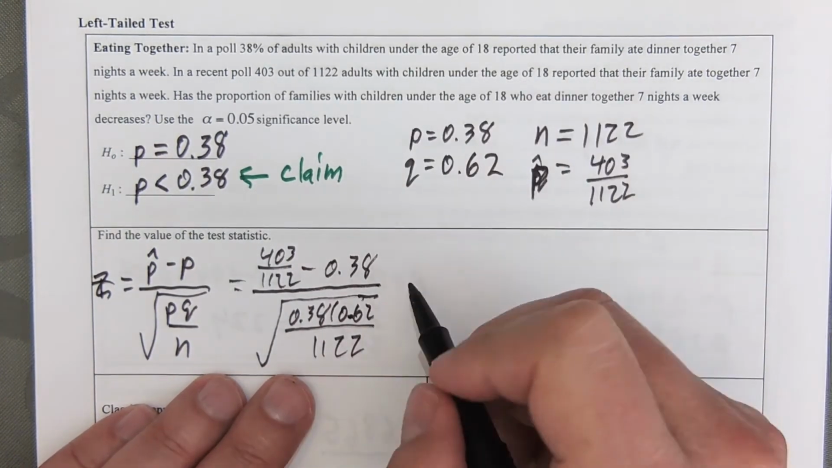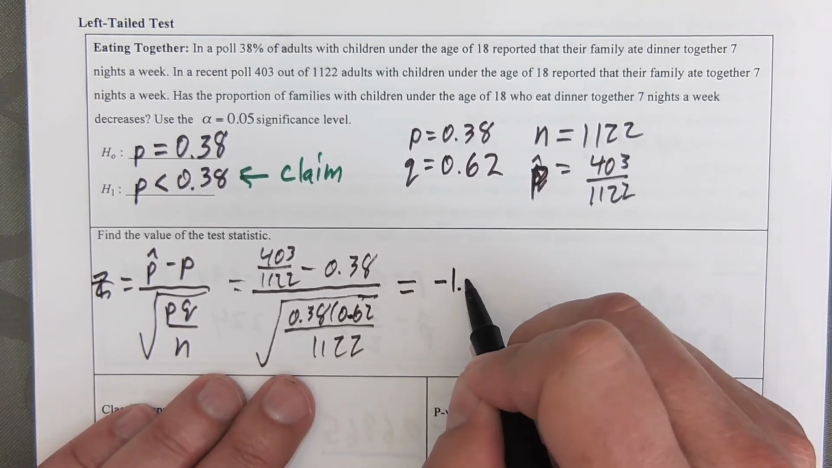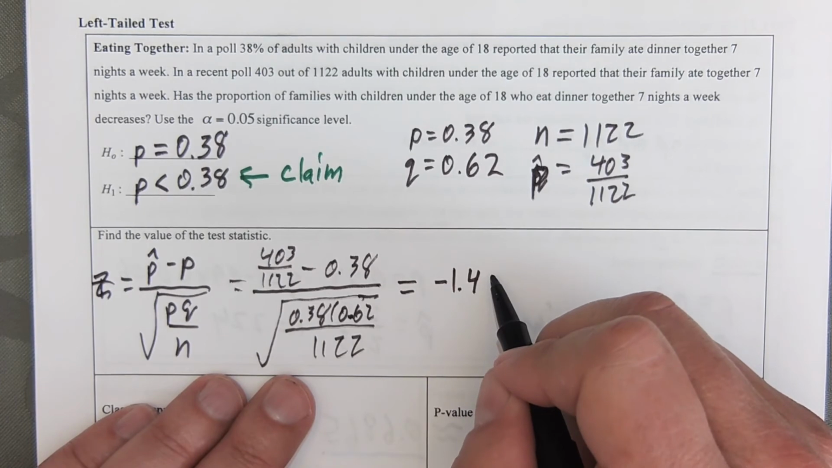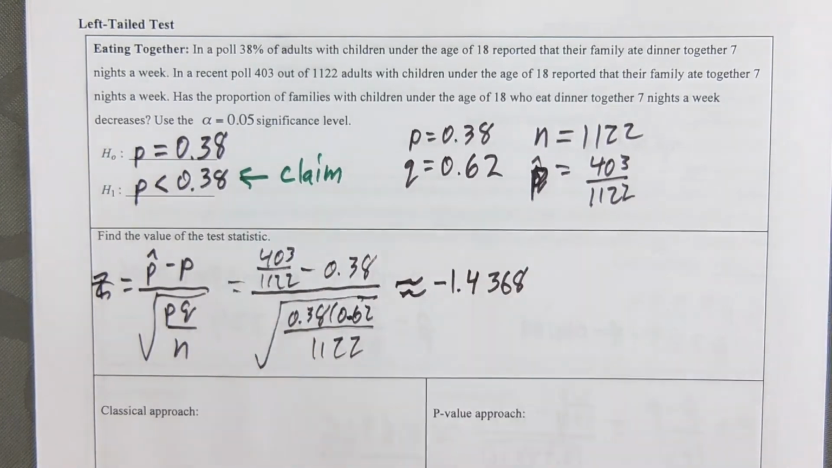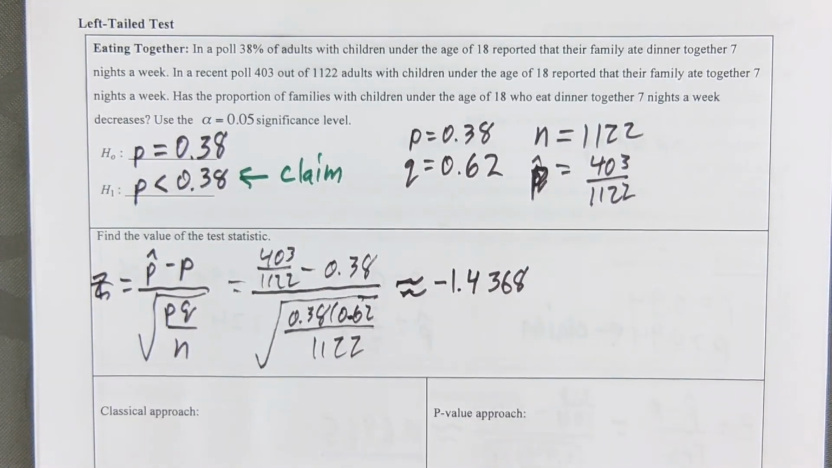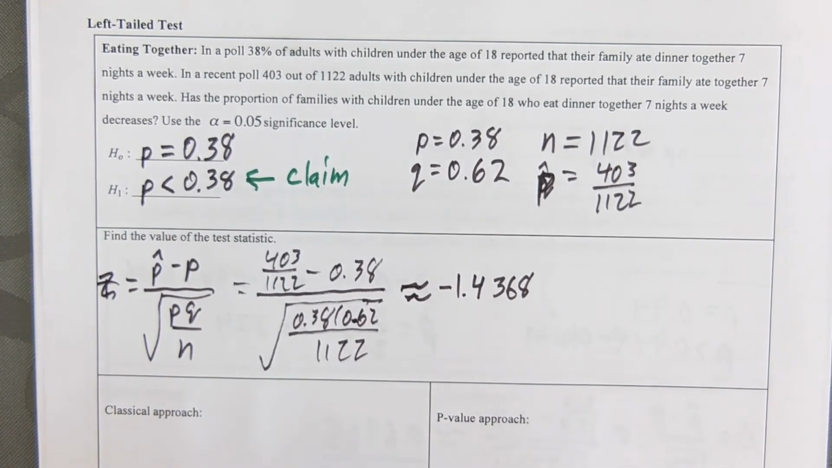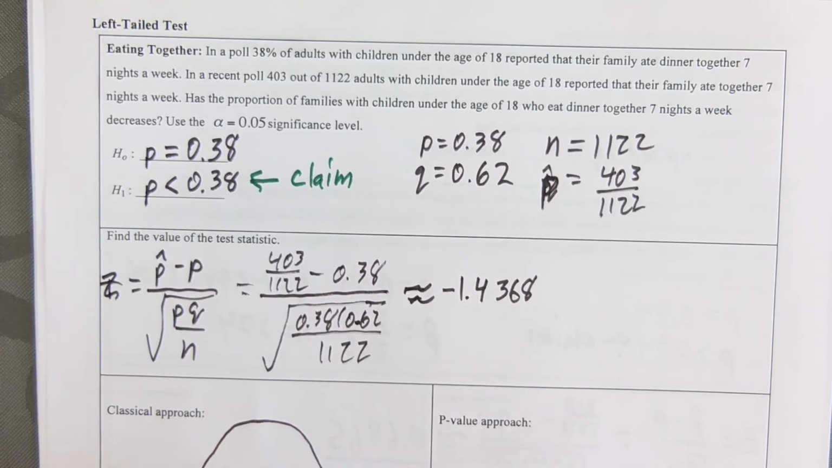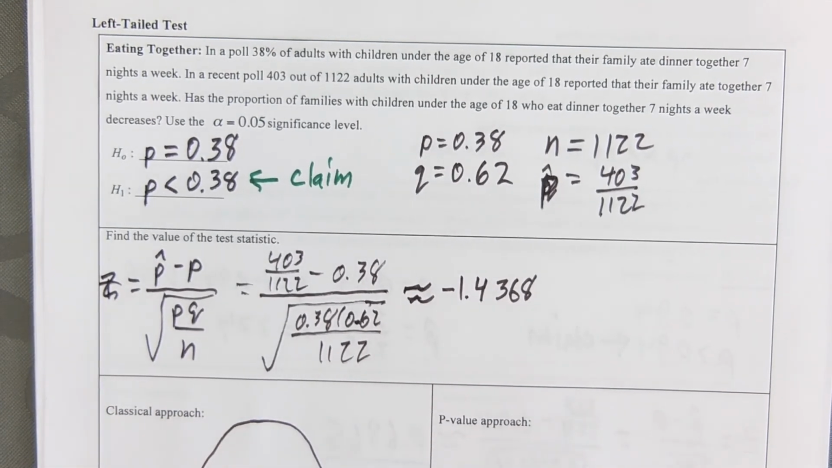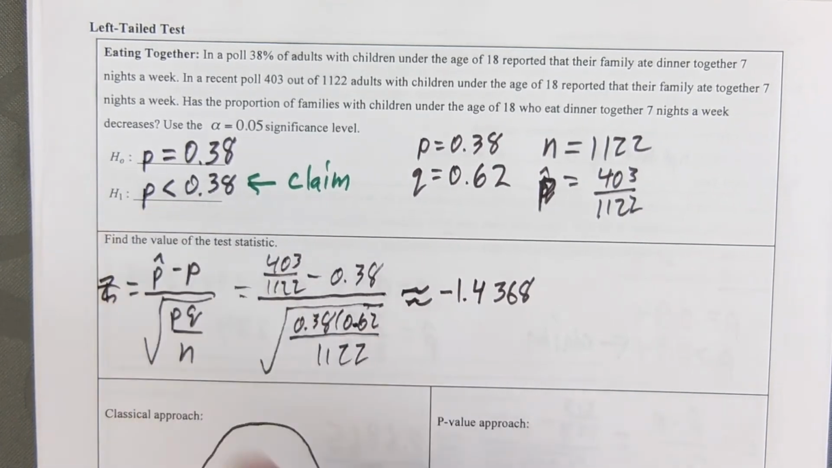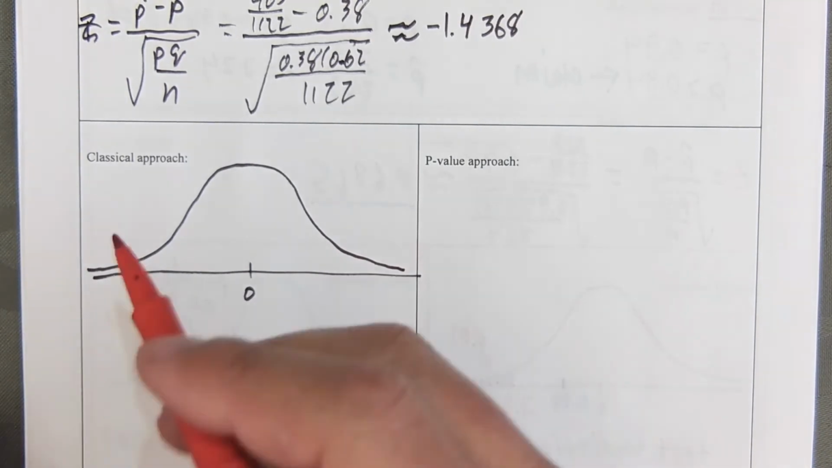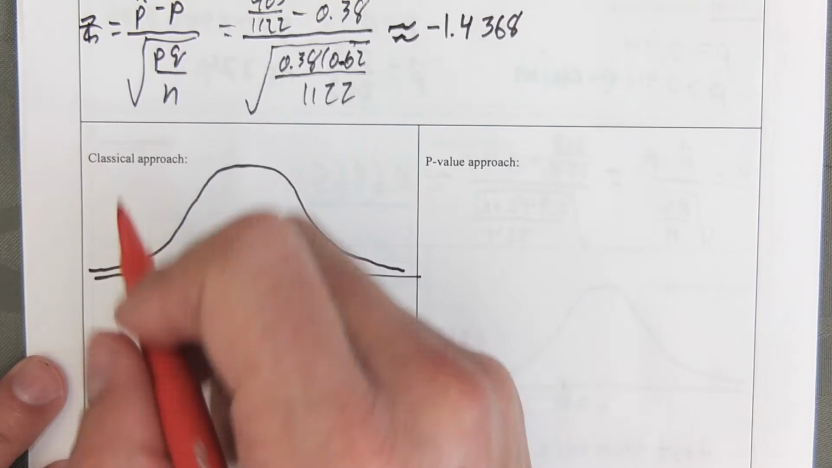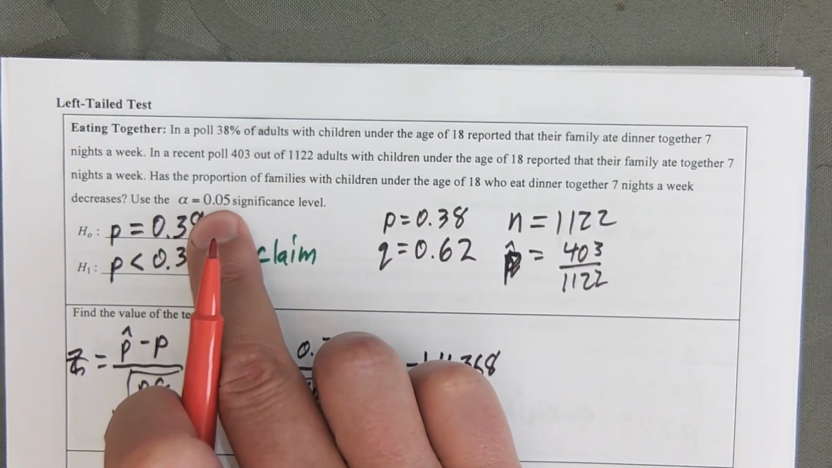And there we have a negative z value in this case. So I rounded this off, so approximately equal to. So there's my test statistic. Once again, I will do the classical approach. And because this is less than, that means it's going to be left-tailed. And they give us an alpha of 0.05. You can see it right here, 0.05.